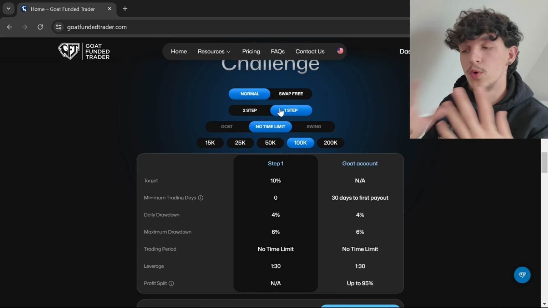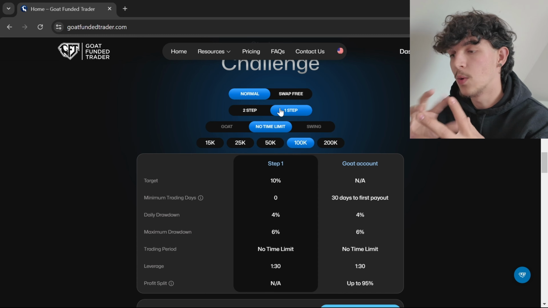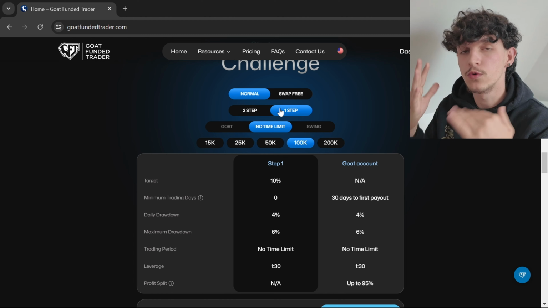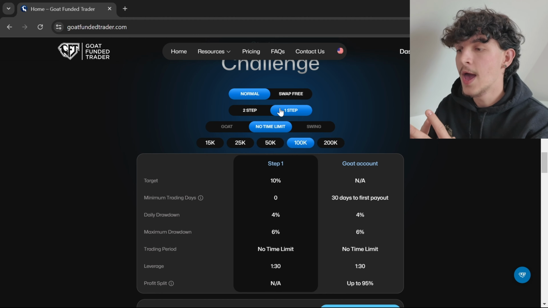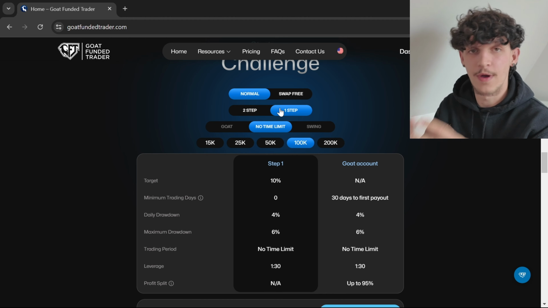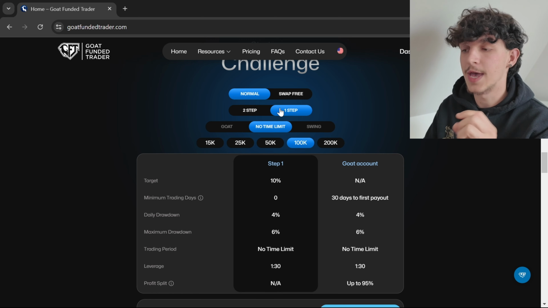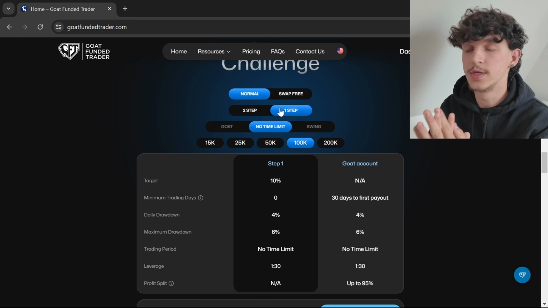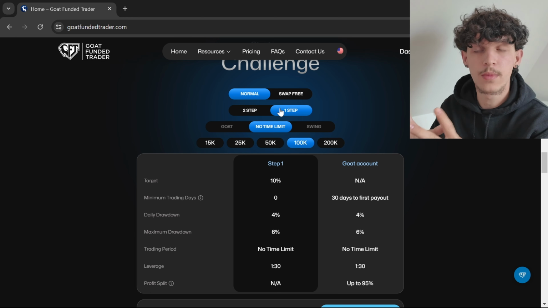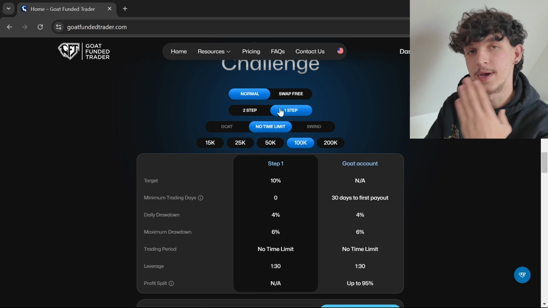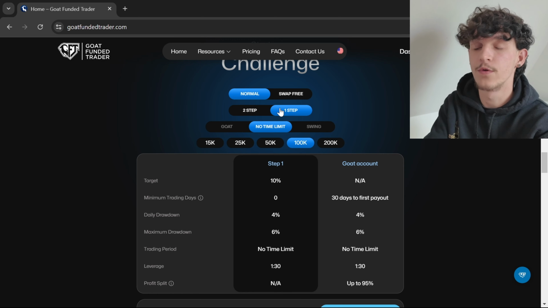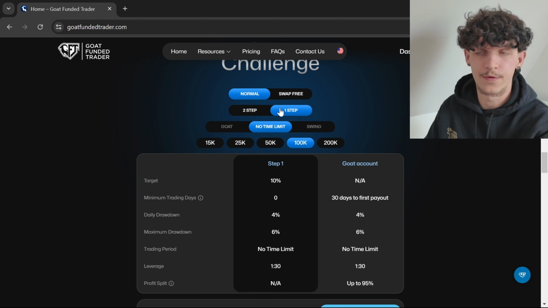Then we have one step or two step. One step is going to be a little bit more expensive and the rules are going to slightly change, which I'll break through. However, the two step is very simple, standard rules, and we have two challenges. So one step is just one challenge that we have to take. So we only have to make a certain amount one time, whereas the two step is that we have to make a certain amount for the first step and then a certain amount for a second step, and then we get to the funded stage.